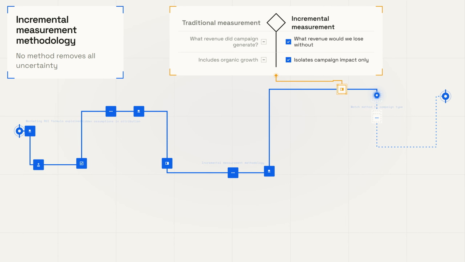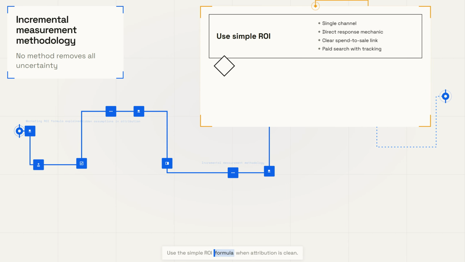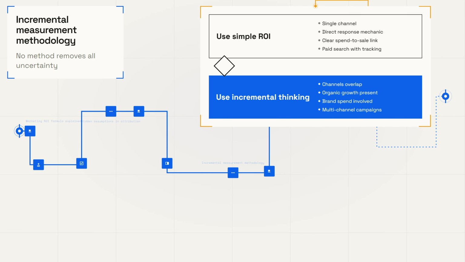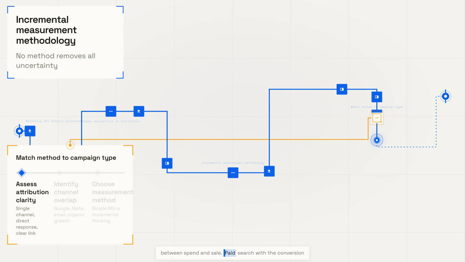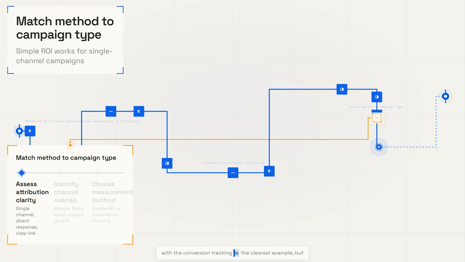Here's the decision rule. Use the simple ROI formula when attribution is clean. A single channel, a direct response mechanic, a clear link between spend and sale. Paid search with conversion tracking is the clearest example. But switch to incremental thinking when channels overlap, organic growth is present, or brand spend is involved.